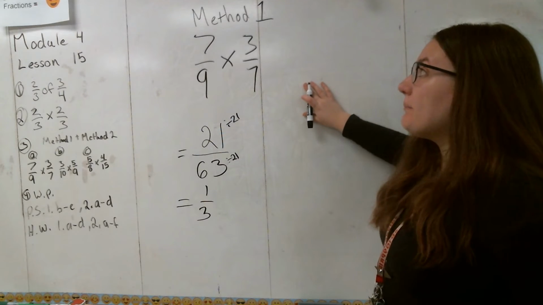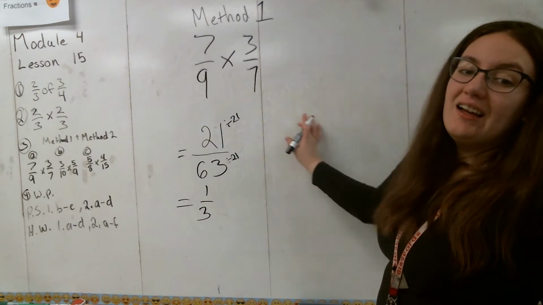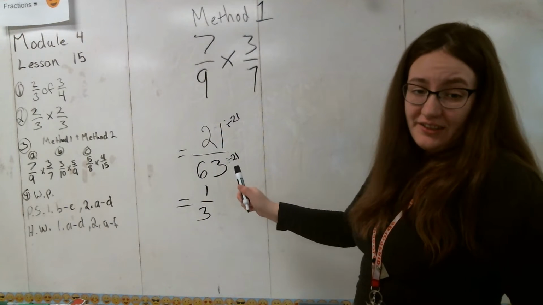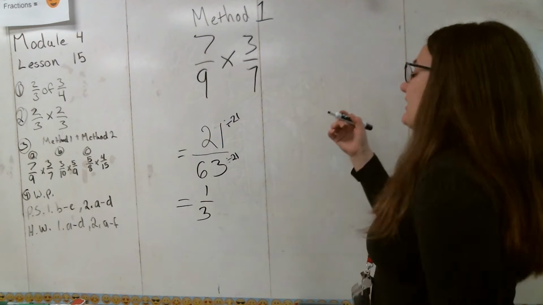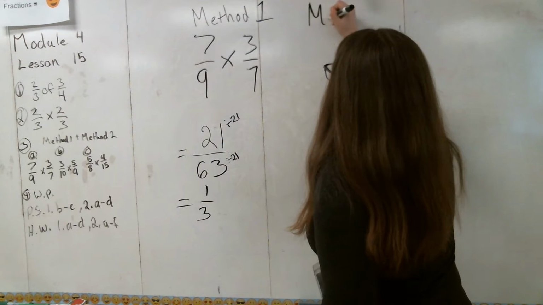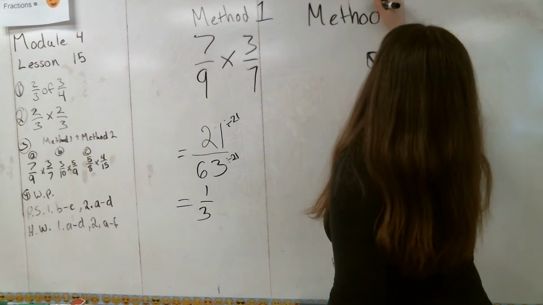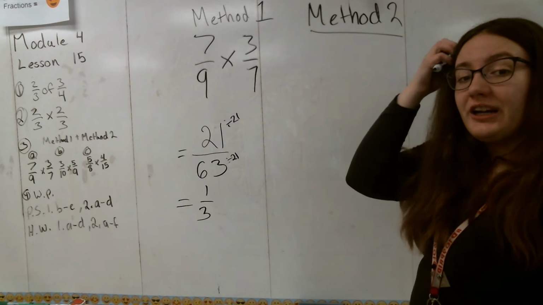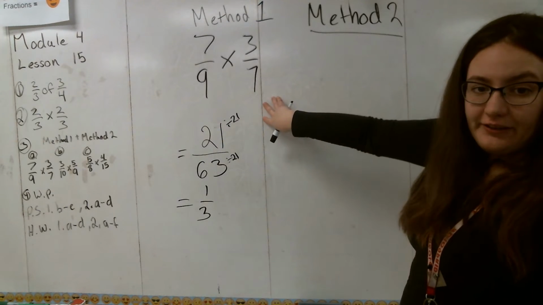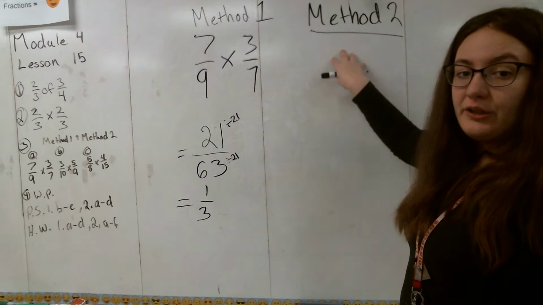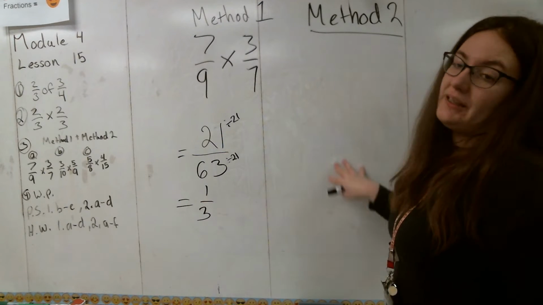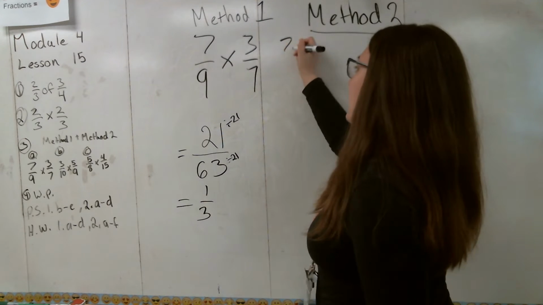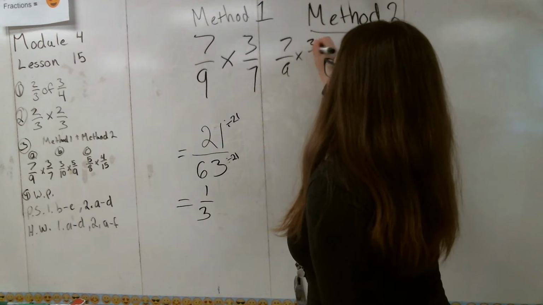Now, for method 2, this is kind of difficult, because if you don't know how to do 21 divided by 63 or 63 divided by 21, that's going to be kind of difficult for you. But if you want, you can always do method 2. And this is the method that I think will be a lot easier for you. So if you're really solid with your facts, you could try this method. But if you think you might need a little bit of extra help, then this might be the method for you. So again, I'll be starting with that 7/9 times 3/7.